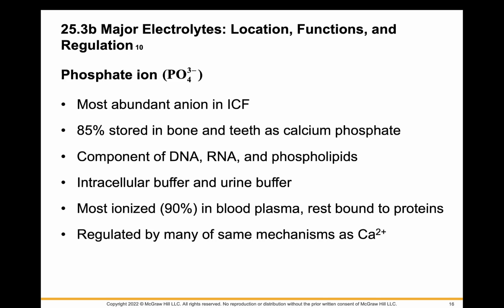Now, we have phosphate, and phosphate is the most abundant negatively charged ion, or anion, we find in our intracellular fluid. 85% of this is found in bone and teeth as calcium phosphate. It is a component of DNA, RNA, and phospholipids. It is a very potent intracellular and urine buffer. Most ionized blood plasma phosphate, about 90%, is bound to proteins. It's regulated by many of the same mechanisms that play a role in the regulation of calcium levels.